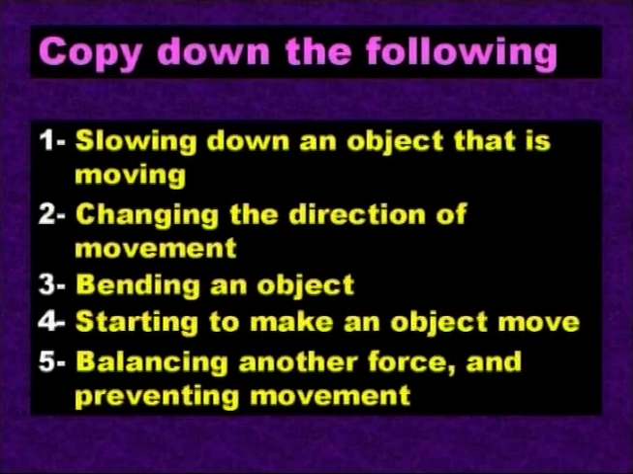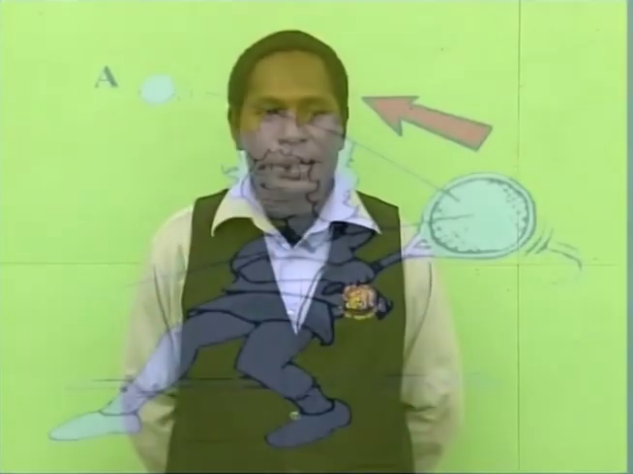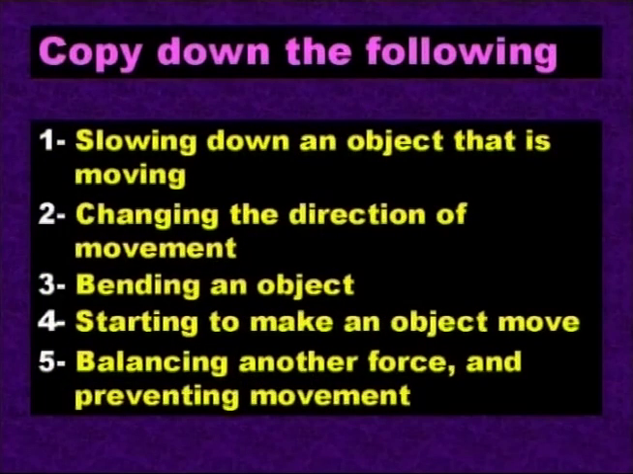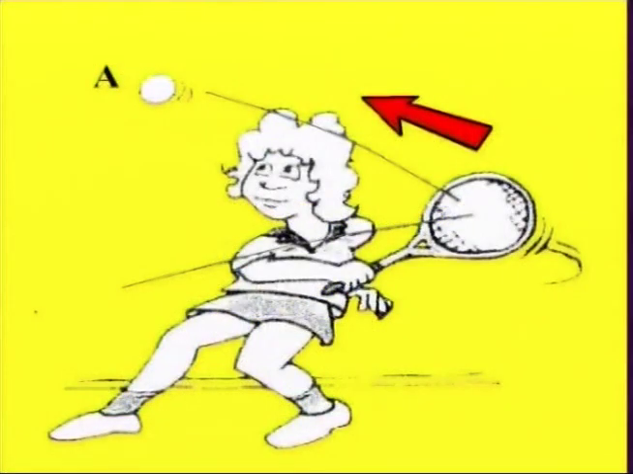Now this is the first picture. I want you to look at it very carefully, and then look at your list. You look at your list from 1 to 5 and write down what you think is occurring. What do you think picture A is? Is it number 1, starting to make an object move, or slowing down? From all those lists that you took down, you write one of them for picture A.